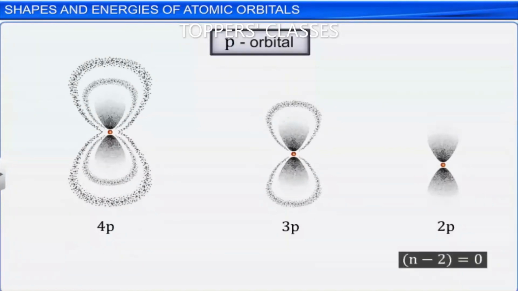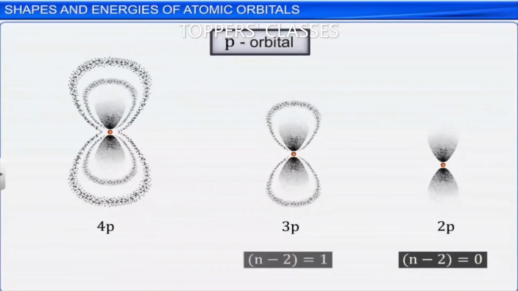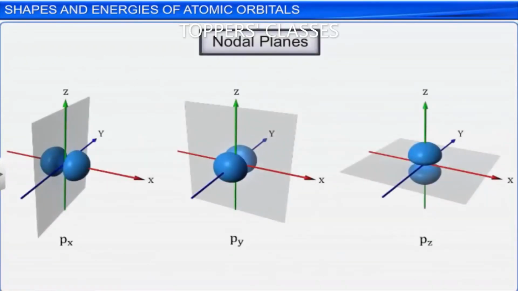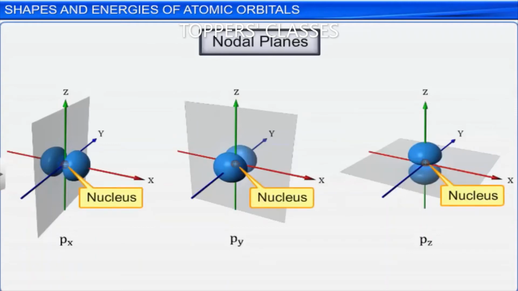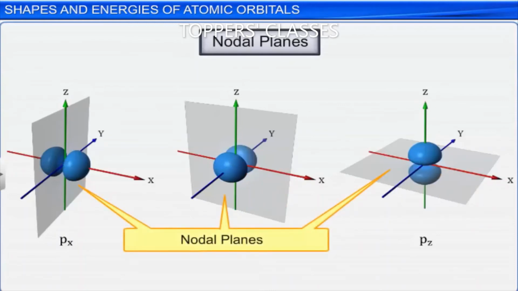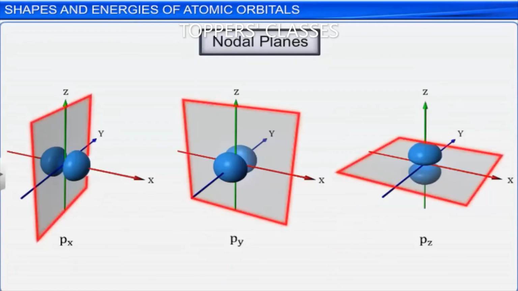In addition to these radial nodes, for np and nd orbitals, the probability density function is also 0 at planes passing through the nucleus. These planes are called nodal planes. The number of nodal planes for a p orbital is 1. That is, the plane which passes through the origin at which the probability of finding an electron is 0 is called a nodal plane. For example, the nodal plane for the py orbital lies along the xz plane.